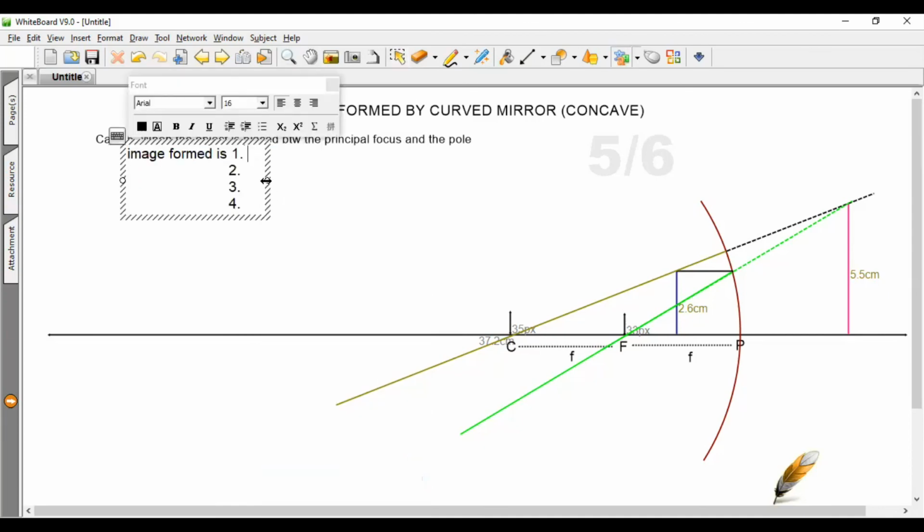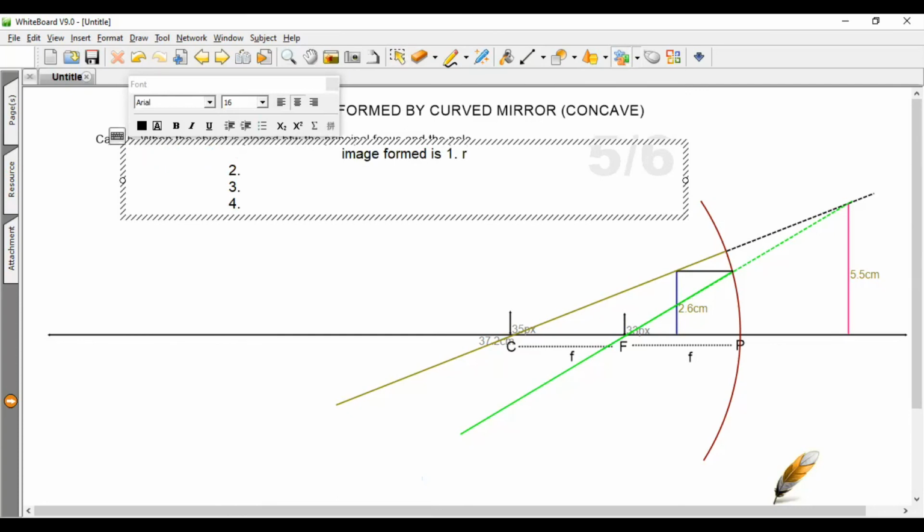So what's the first thing? First thing is that our image is erect. Sorry. Our image is erect. Erect, yes. It is magnified. Now it is virtual. Like I said, the image is not, look at all the other images.